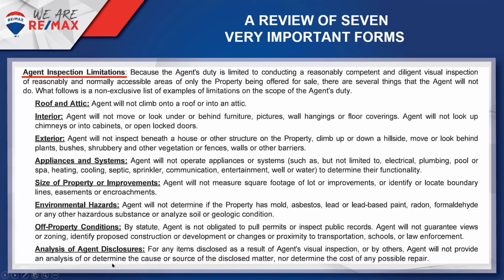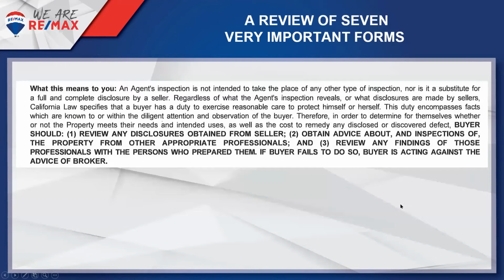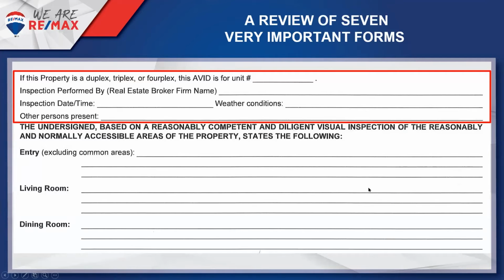Okay, this discusses the limitations on what you don't inspect, basically. Read through that if you have any questions. And then finally, there's another area where you can list the unit number if it's multiple properties, duplexes, triplexes, or fourplexes, and then who did the inspection, the firm, and then the agent, and the date and time, and the weather conditions, and anybody else who is present.